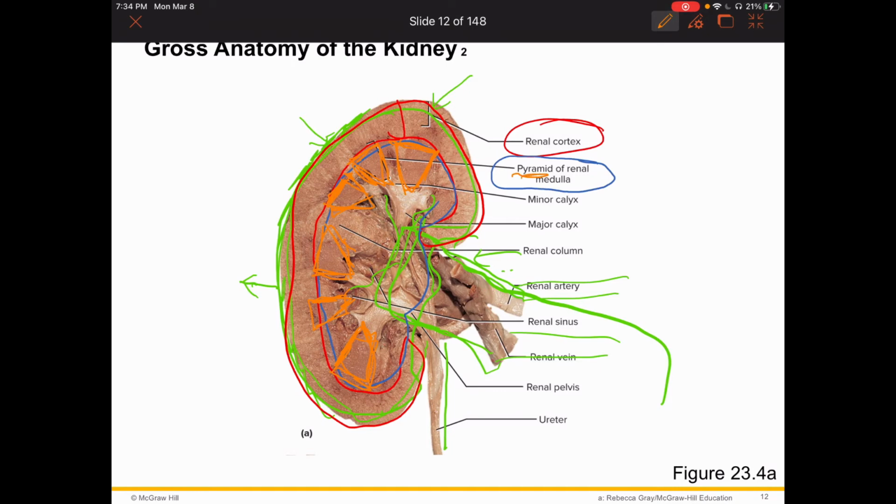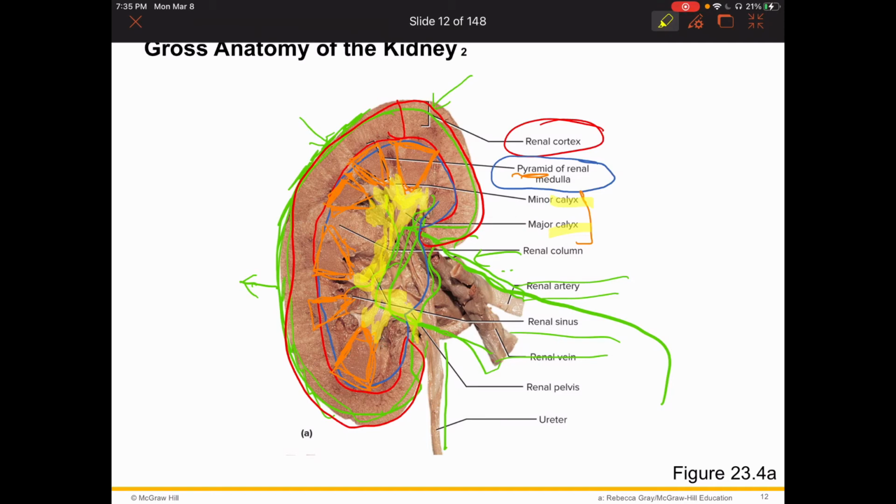The calyces, minor and major, are collection ducts. So the nephrons are going to be in these areas right here. You can almost see they're glassy-ish, right? The minor ones are the smaller ones, and the major ones are the larger beds of these areas. What the calyces do is collect urine as it starts to drip down out of the nephron as it's filtered out. So that's what that's doing.